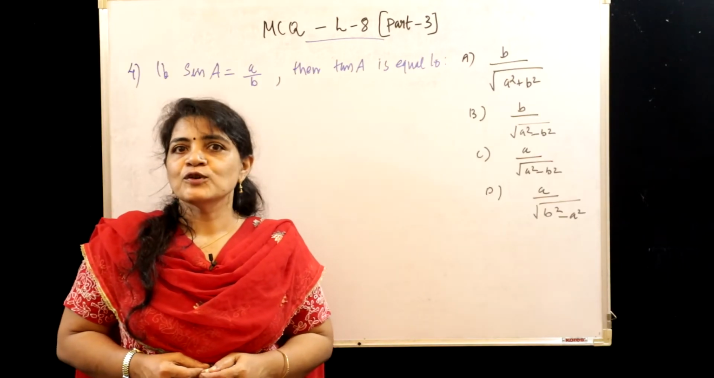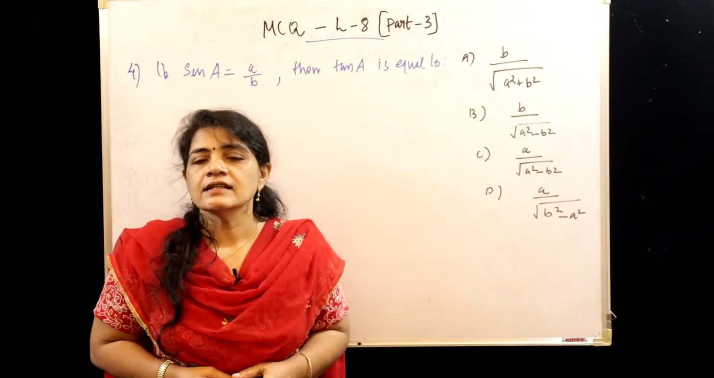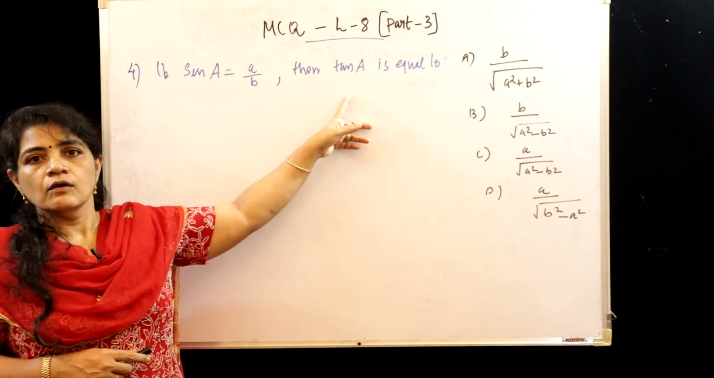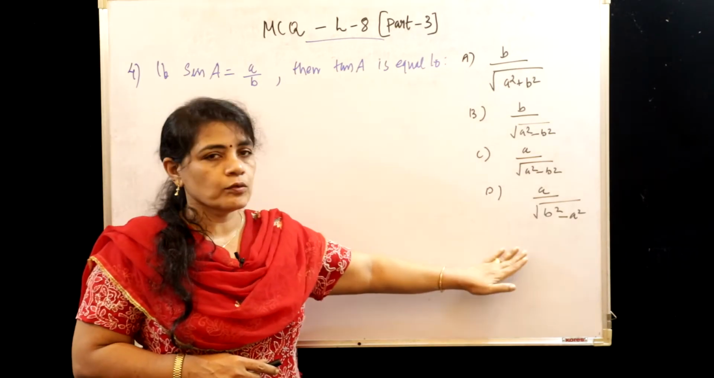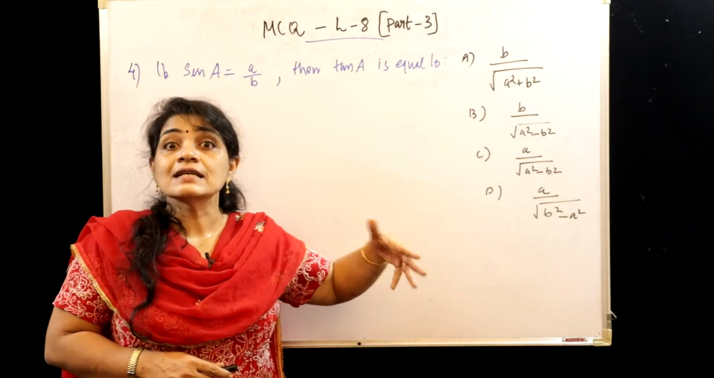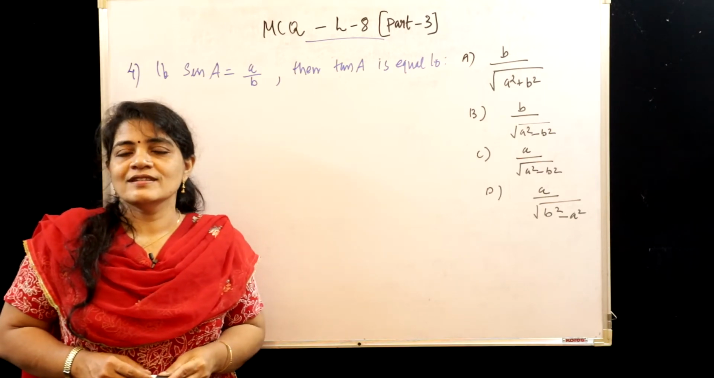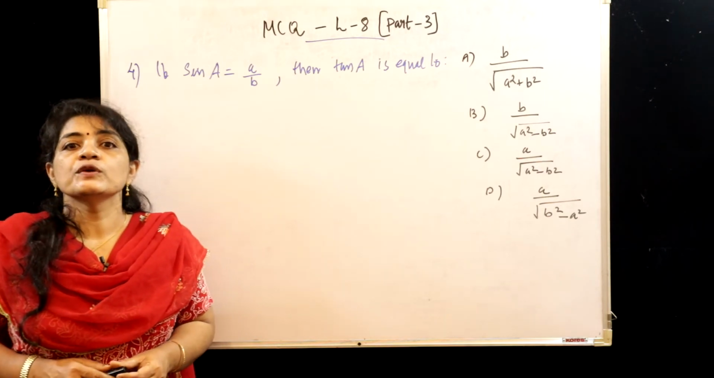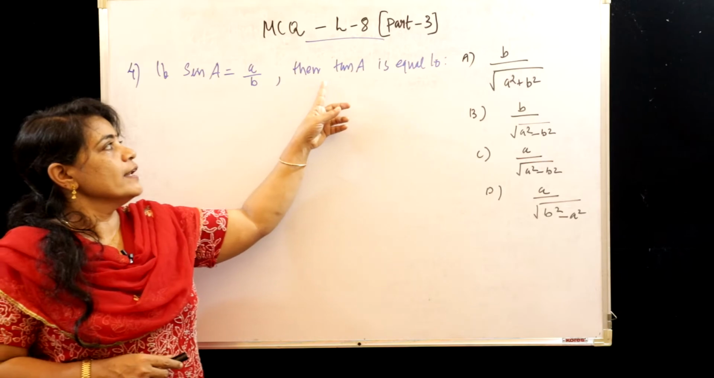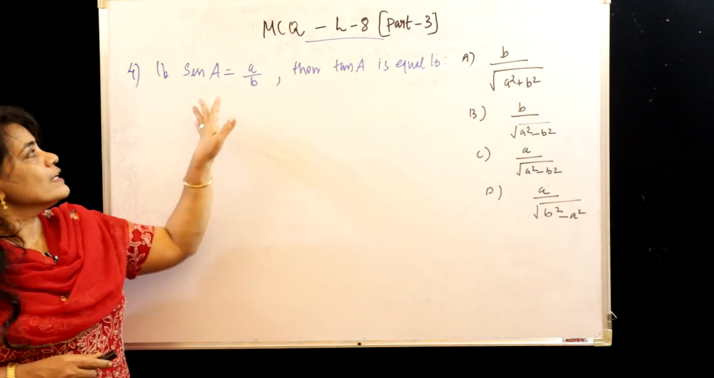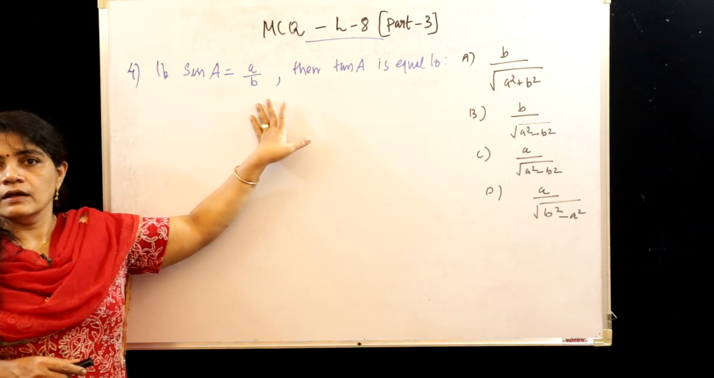Okay, next the fourth question. If sin theta equal to a by b, what will be tan theta? That means we have been given 4 options. Next is the fourth question. If sin a equal to a by b, we have to calculate tan a. We have as usual 4 options. So children, sin a is a by b.